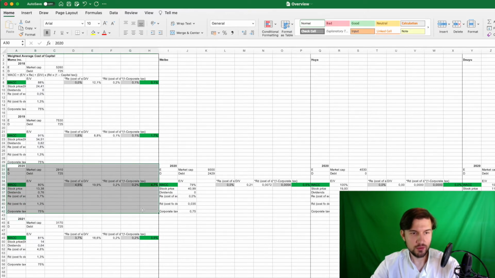In order to calculate weighted average cost of capital, you will need certain numbers. So you will need the market cap. The market cap is taken at the end of 2020 as a reflection of year 2020. You can also take maybe an average. In my case, I just took the last number in year 2020.